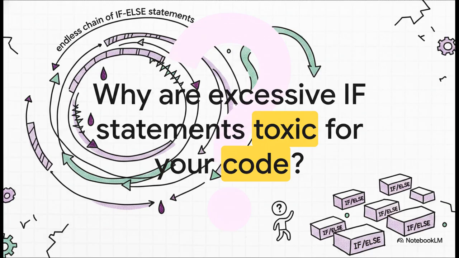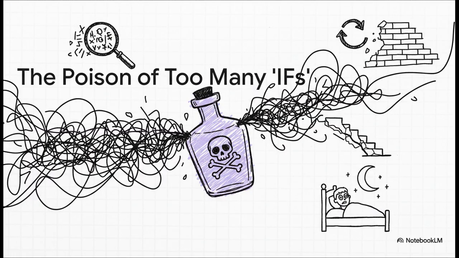It seems like such a quick fix at the moment, but it's a trap. It introduces this subtle venom into your code base. So what's the actual damage this is doing under the hood? Well, this is kind of how that poison spreads. It's not just one thing. First off, readability just plummets. It makes maintenance a total nightmare.